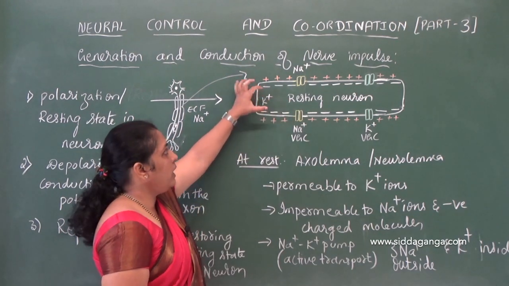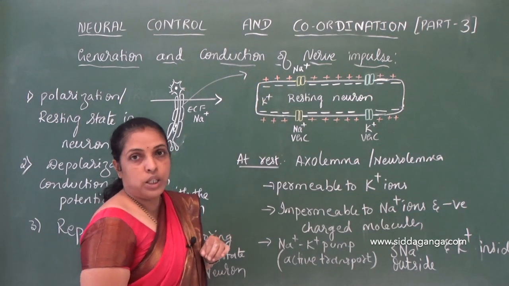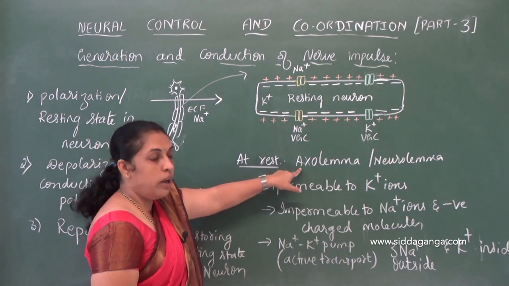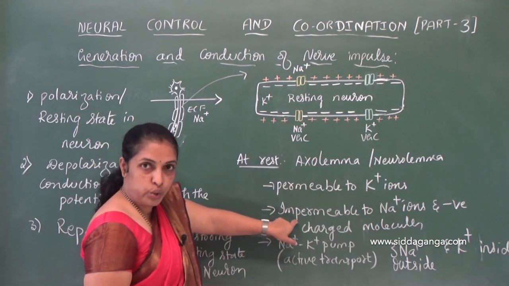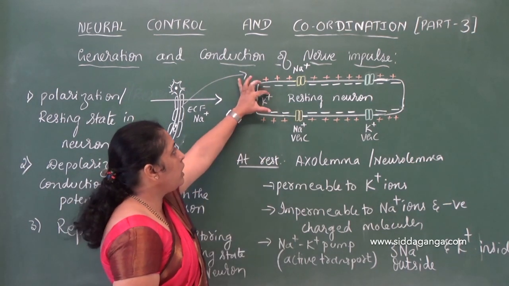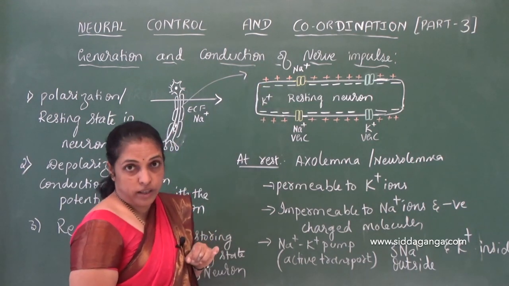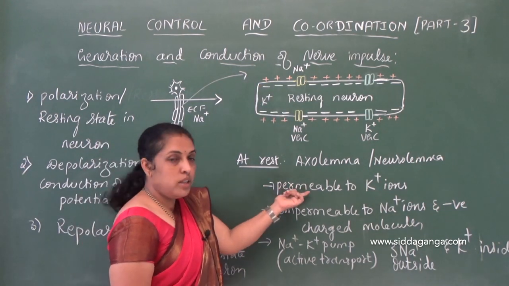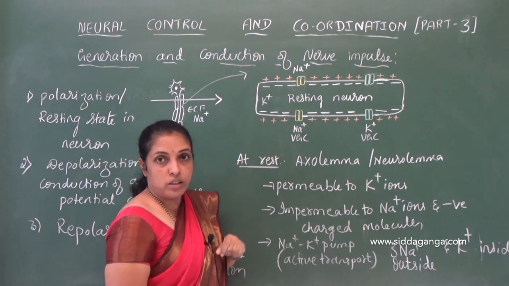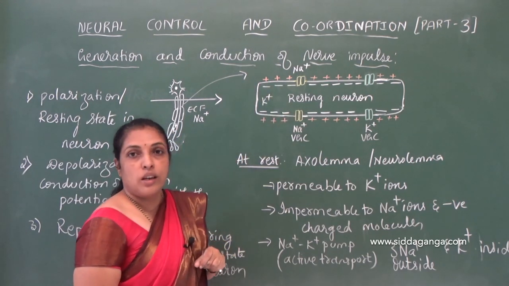When neurons are at rest, we see negative charge inside and positive charge outside the axolemma. This is because the axolemma is impermeable to sodium ions and negatively charged molecules, so sodium will not enter into the axoplasm. With that, the membrane is permeable to potassium ions. Most of the potassium ions move out from the axoplasm to extracellular fluid.